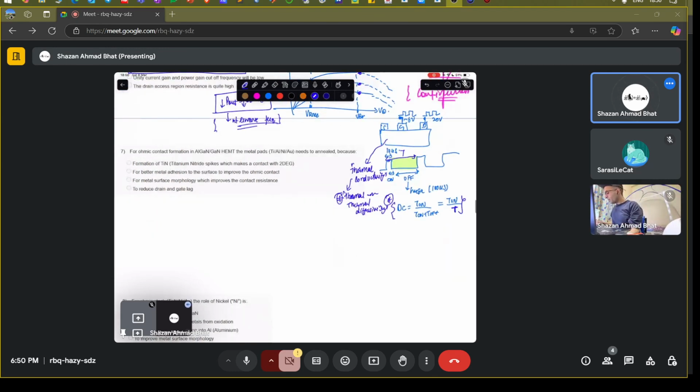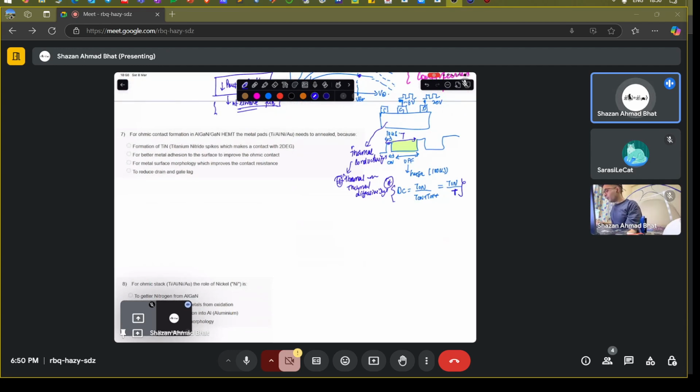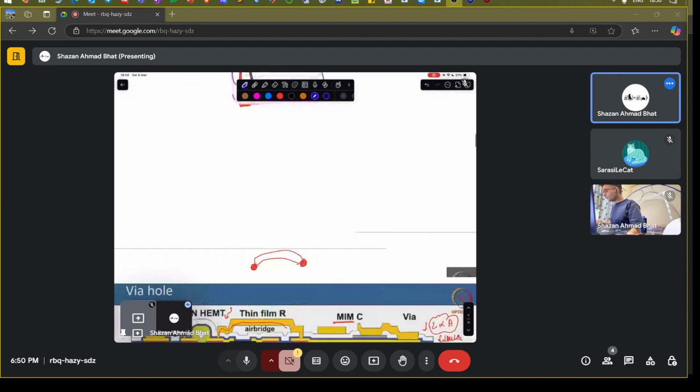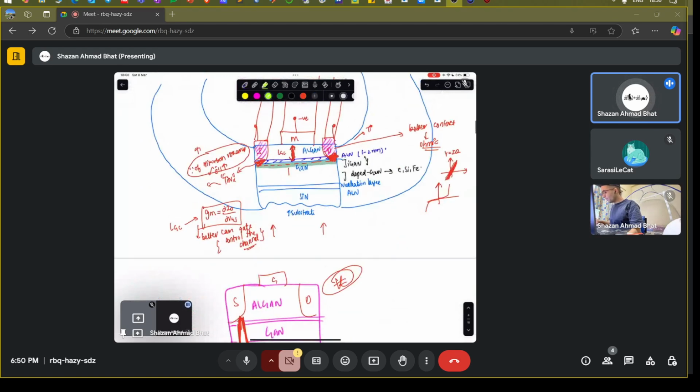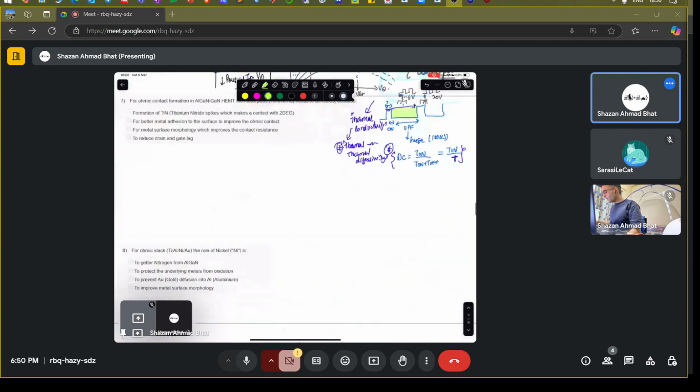Now moving on to the other question, we have ohmic contact formation. Yes, I talked about this ohmic contact formation here. We did talk about it in this particular slide.